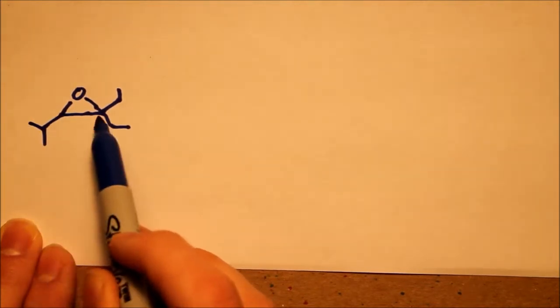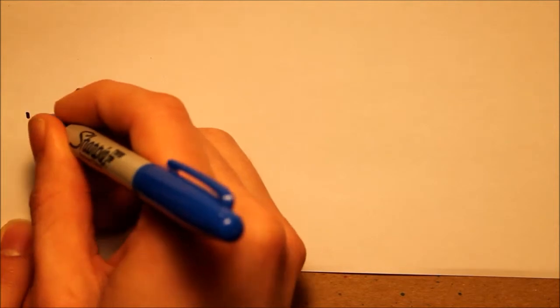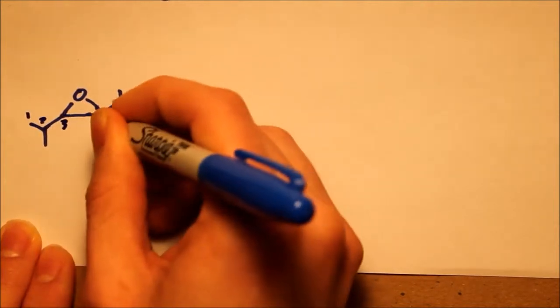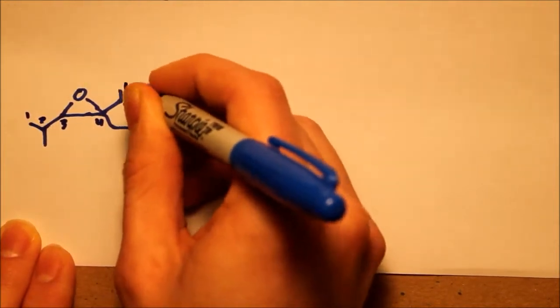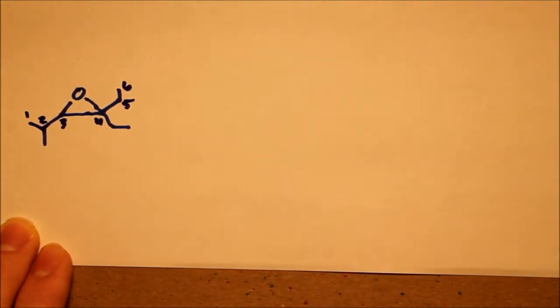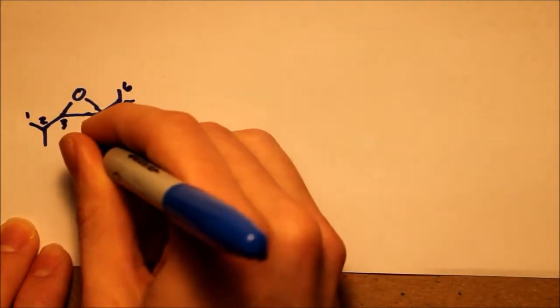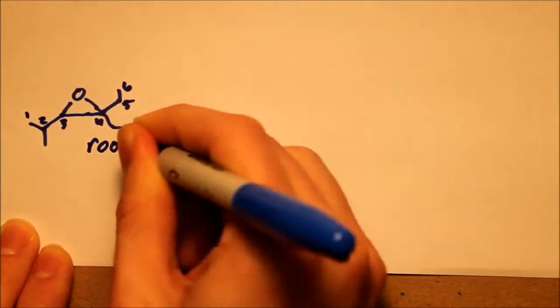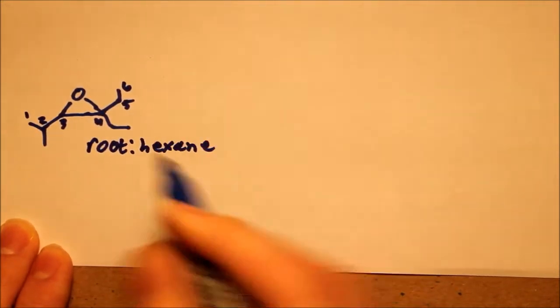1, 2, 3, 4, 5, 6. So we count our carbons. 1, 2, 3, 4 again, 5, 6. Double counting just to make sure. You don't want to lose points on a test because you forgot that. So our root name is hexane.